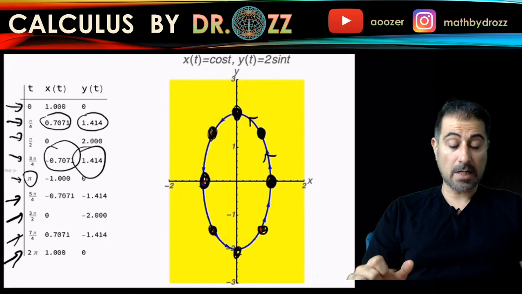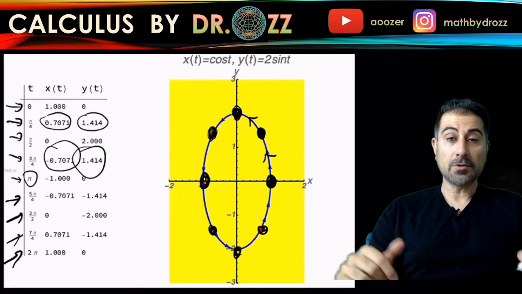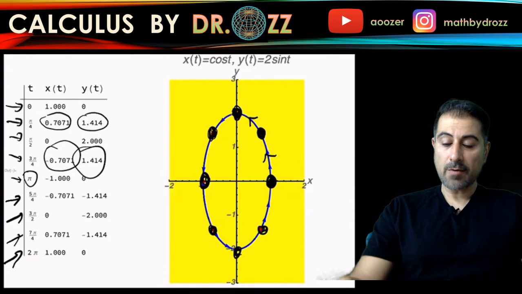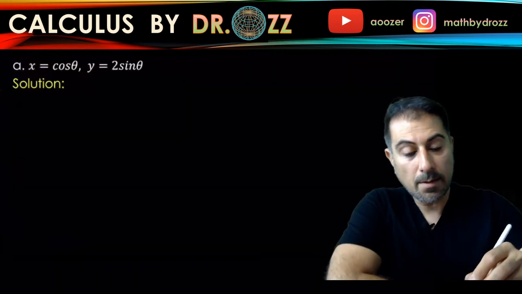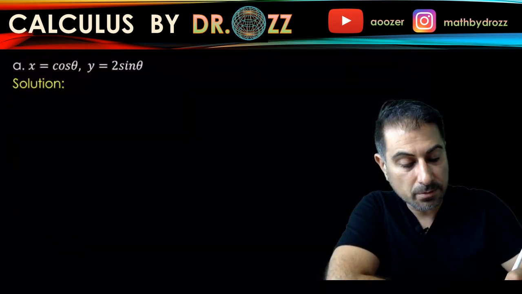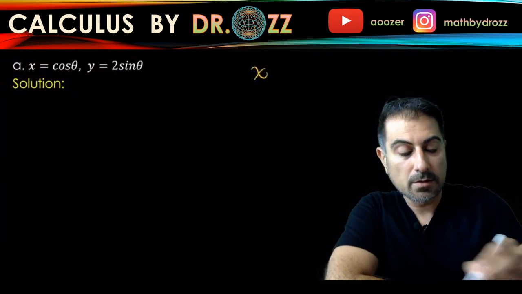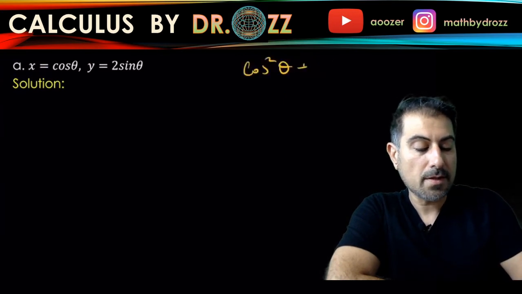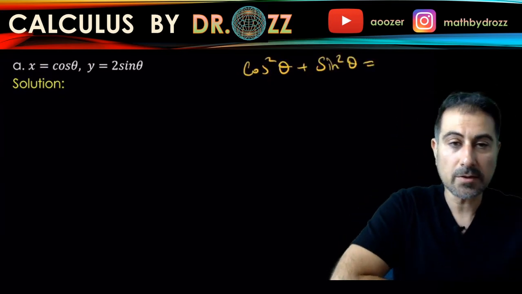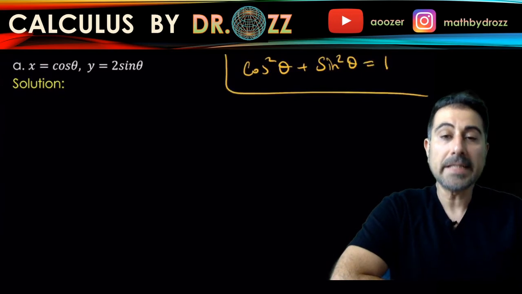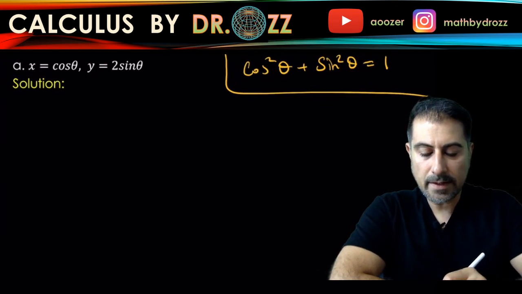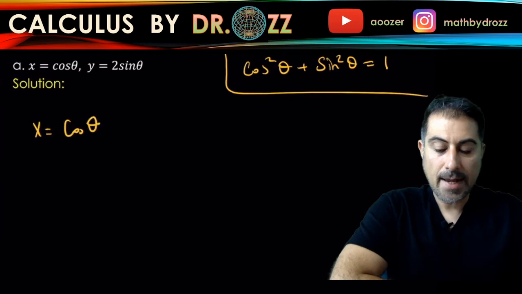When you connect those dots by a continuous curve, which is blue on the graph here, what I want to do now is get back to the rectangular equation form, and I'm going to use the Pythagorean theorem. So x squared plus y squared equals cosine squared theta plus sine squared theta equals 1. This is the well-known identity, and I'm going to make use of it to eliminate the parameter theta. So x equals cosine theta and y over 2 equals sine theta.